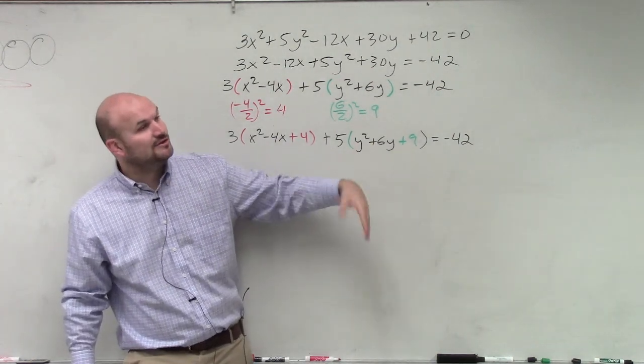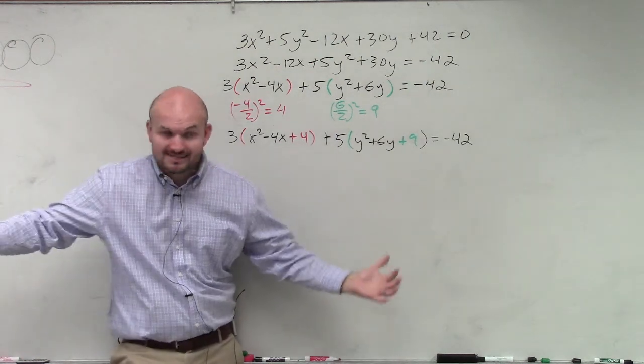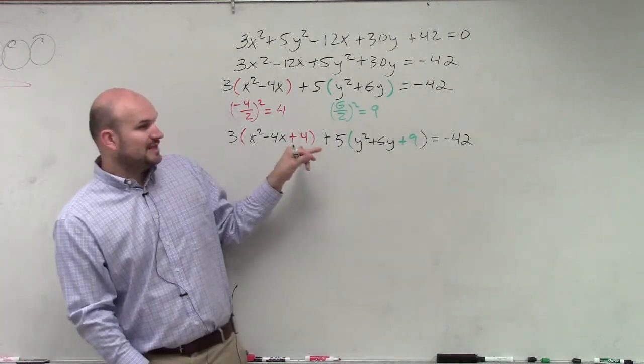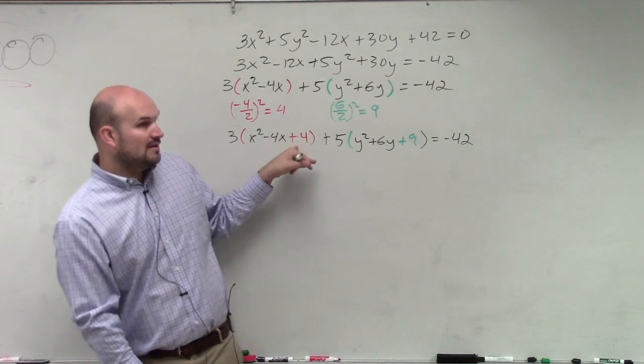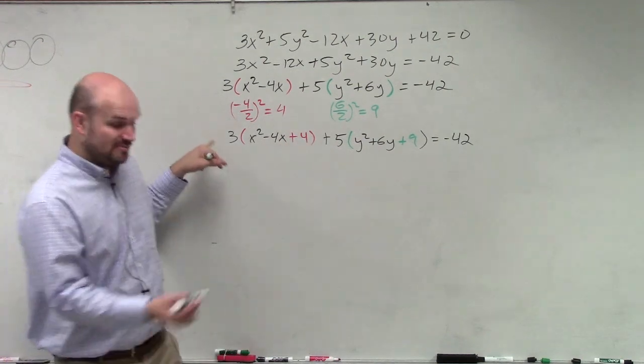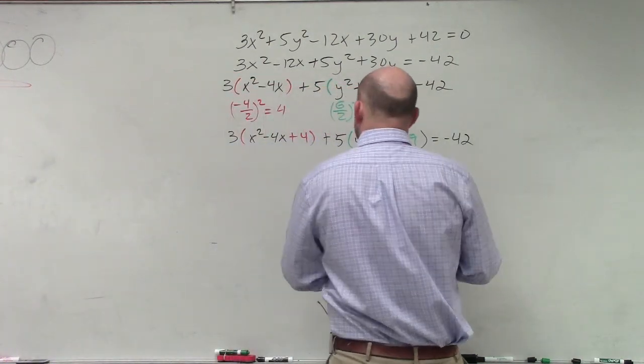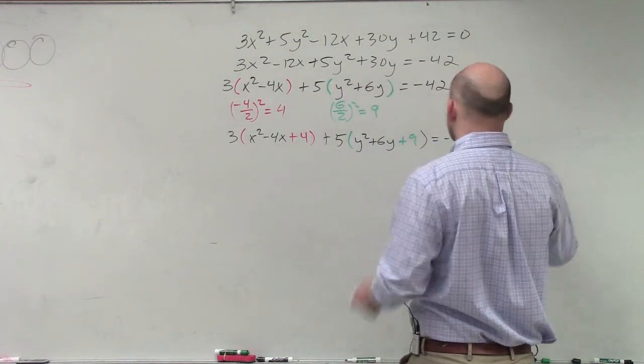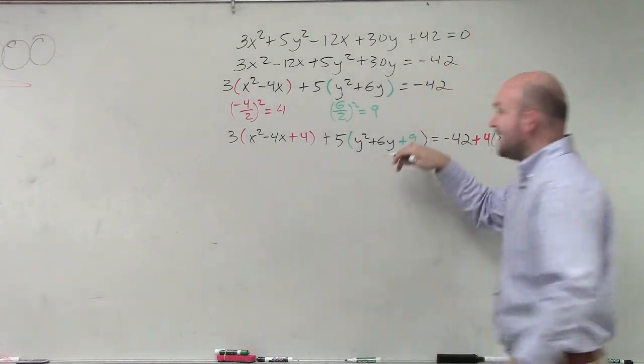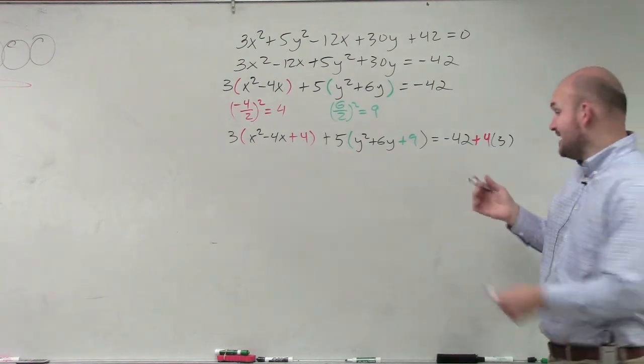Because remember, whatever you do on the left side, you have to do on the right side. So be careful, though, because we didn't really add a 4 on the left side. We added a 4 inside the parentheses, but the distributive property means it's being multiplied by 3. So you add a 4, and that needs to be multiplied by 3. You add a 9, and that needs to be multiplied by a 5.